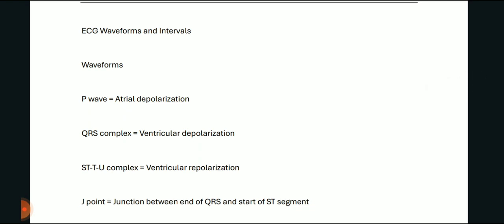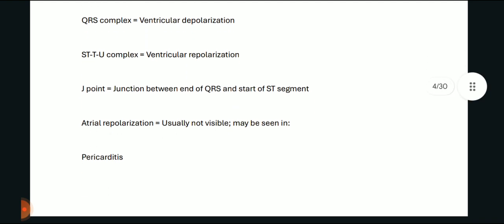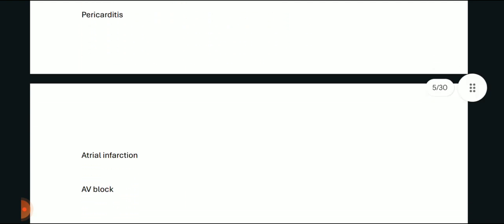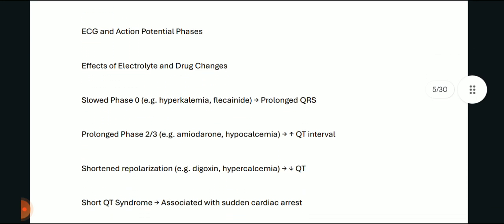Now, ECG waveforms and intervals. Now comes the important part. Waveforms: the P wave denotes atrial depolarization, the QRS complex denotes ventricular depolarization, and the ST-T-U complex indicates ventricular repolarization. There is something called the J point, which is the junction between the end of QRS and the start of the ST segment. That's the J point. Atrial repolarization is usually not visible. It may be seen in pericarditis, atrial infarction, or AV block.